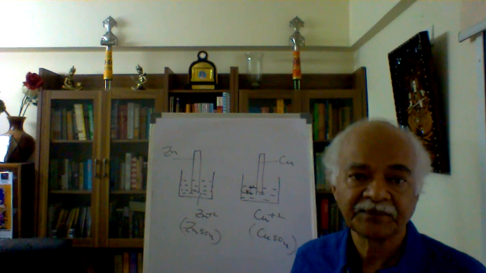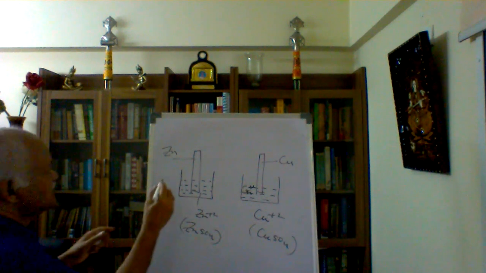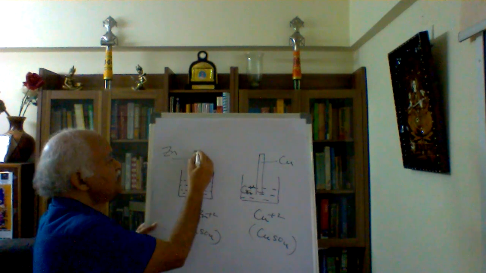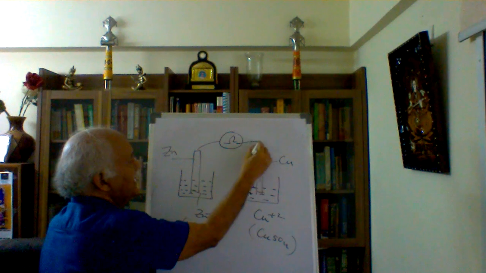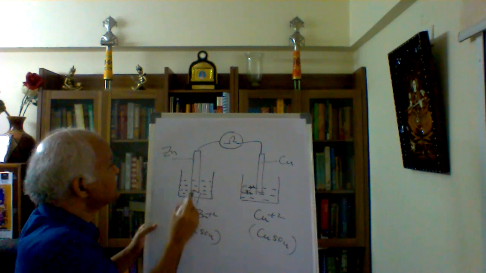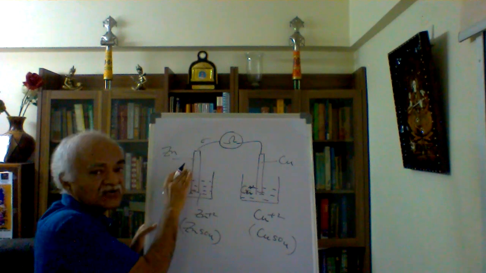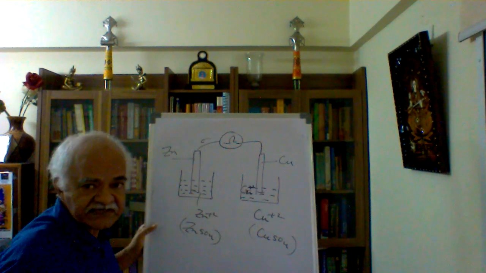to earlier. For example, if I take this and give a connection externally through a wire, and let us imagine I put a bulb here and connect it back to copper, that is, I have indicated the flow of electrons. So from zinc, they are moving to this. That's what you have seen in the earlier example.